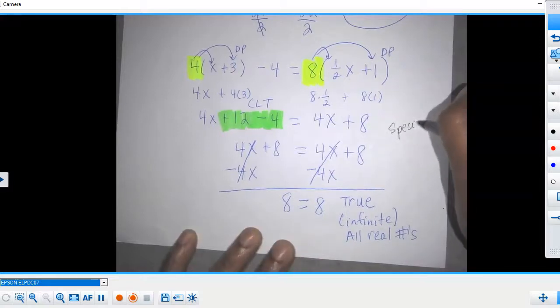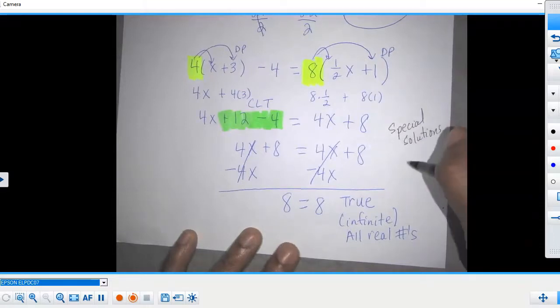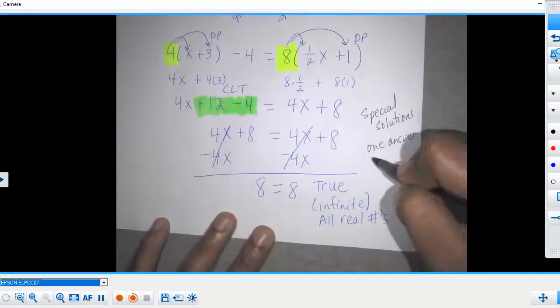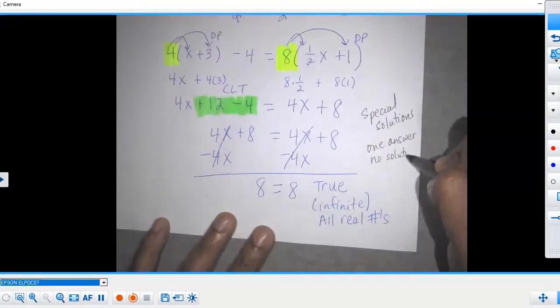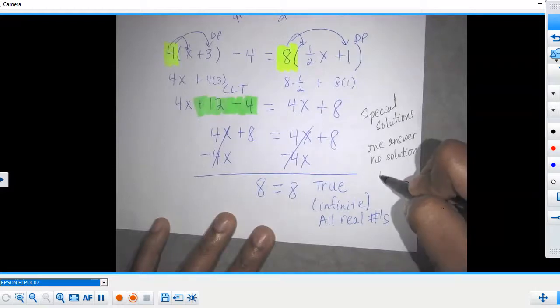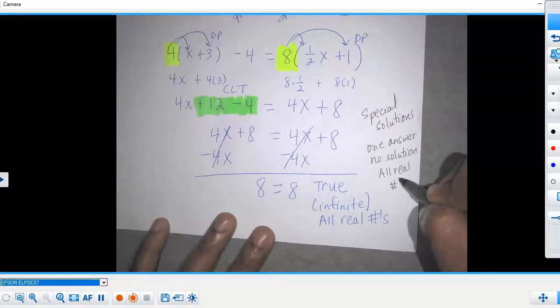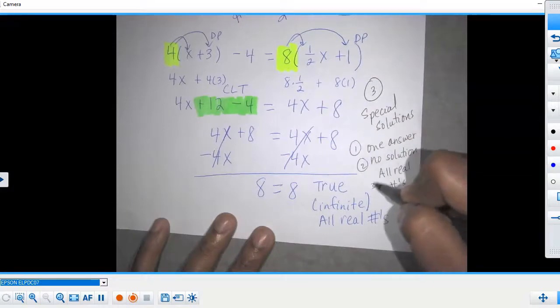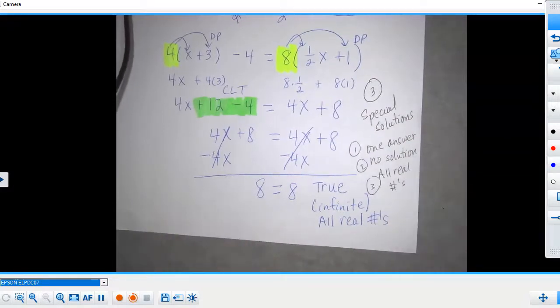Because remember, like I said, special solutions can be one of 3 types. They can be one answer, one unique value, like this one, where it's just one answer, or it could be no solution, or it can be infinite, all real numbers. So there are 3 types: one answer, no answer at all, or infinite answers, all real numbers.